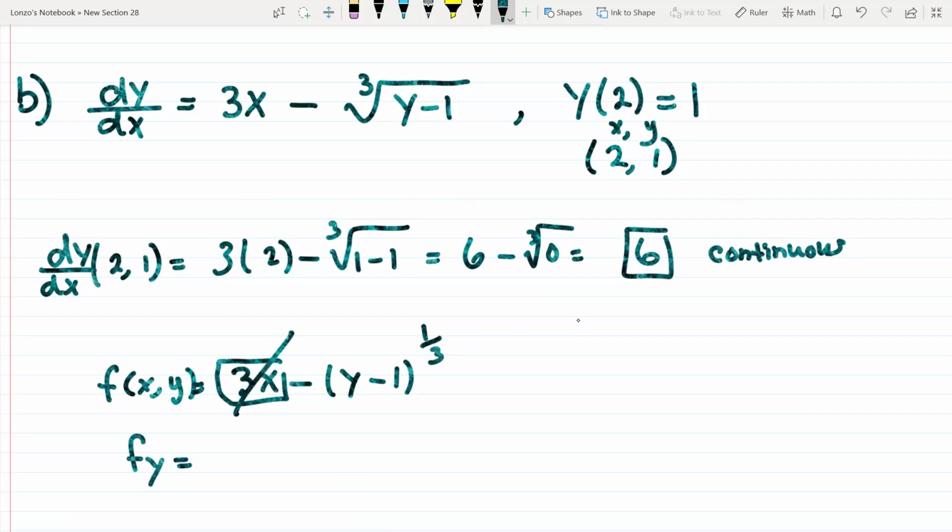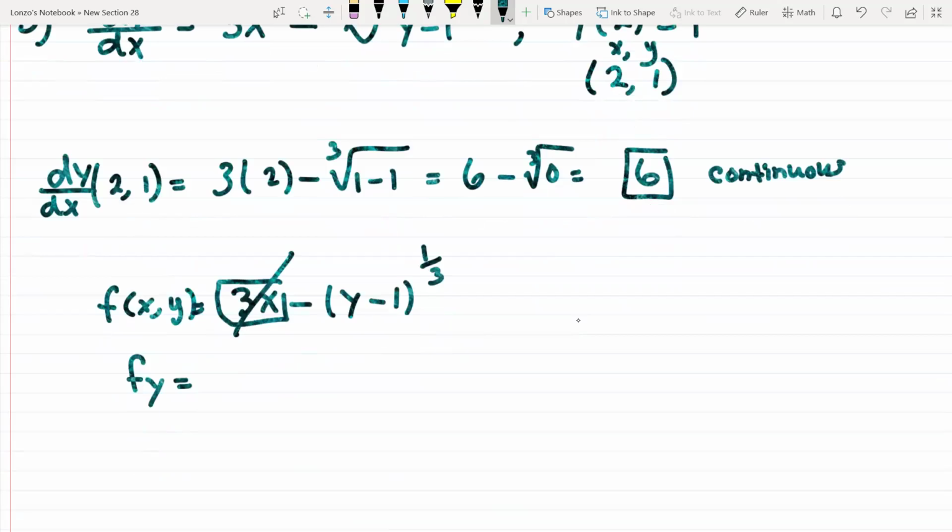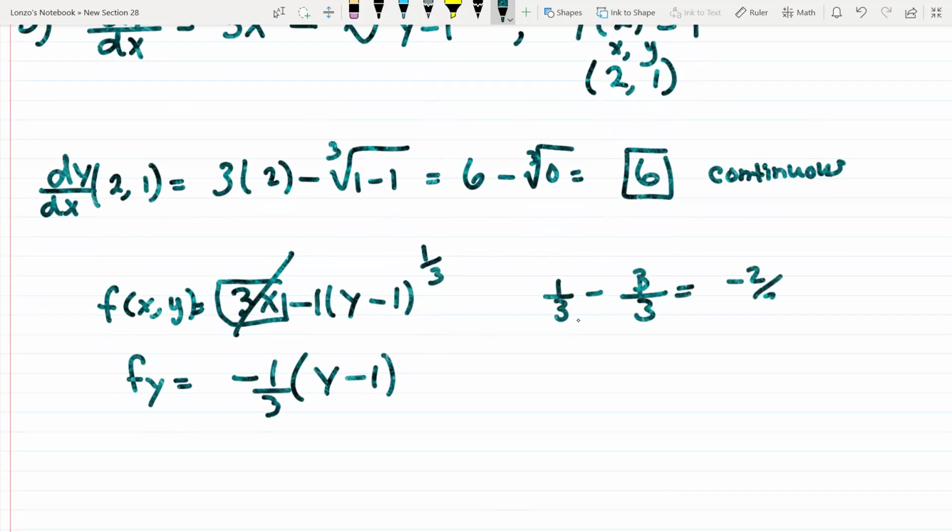Now, how do we take the derivative of negative parentheses y minus 1 to the 1/3? Yes, you can apply the power rule. This has a coefficient of -1, so -1 times 1/3 is -1/3. Leave the parentheses alone, and then it's just the whole power minus 1. So the power is 1/3 minus 1, and in our case it's like 3/3, so that's 1 minus 3 is -2/3.